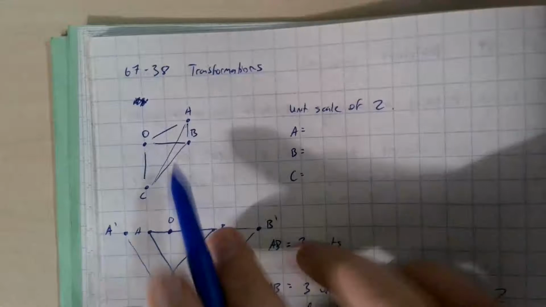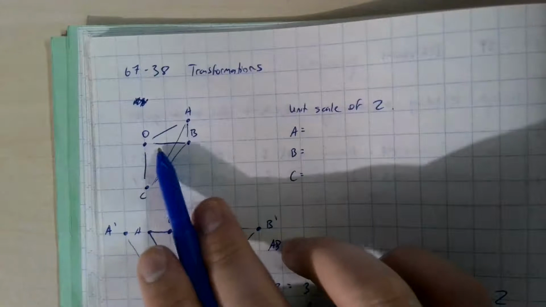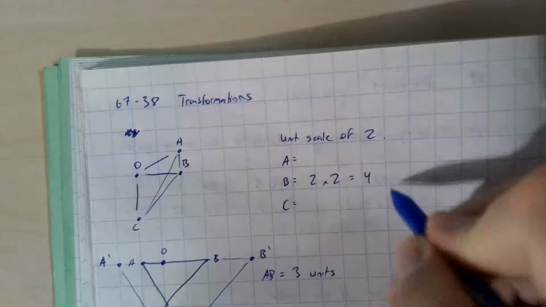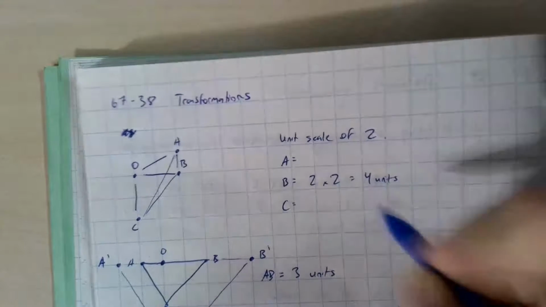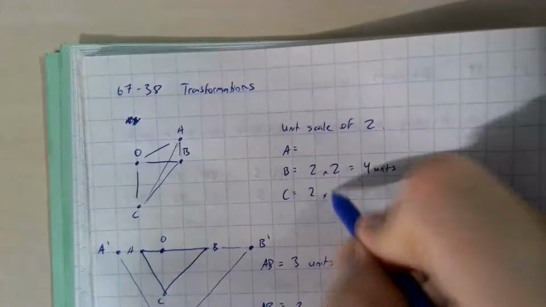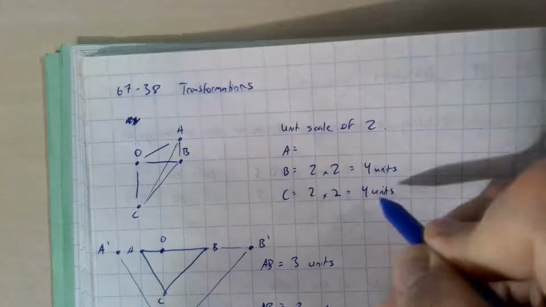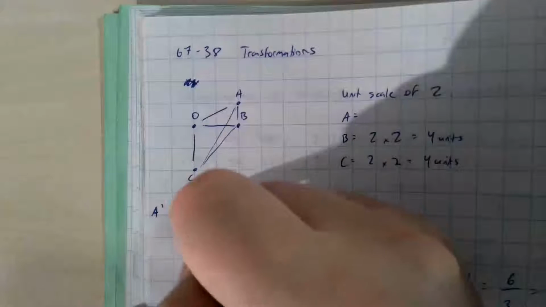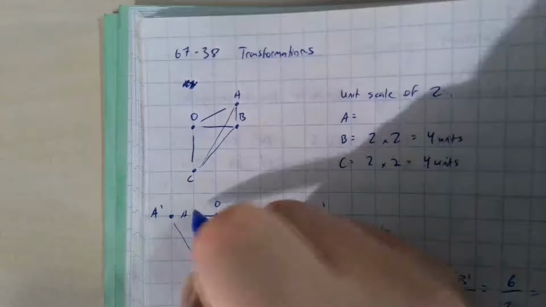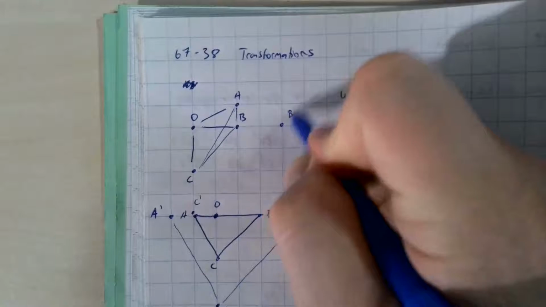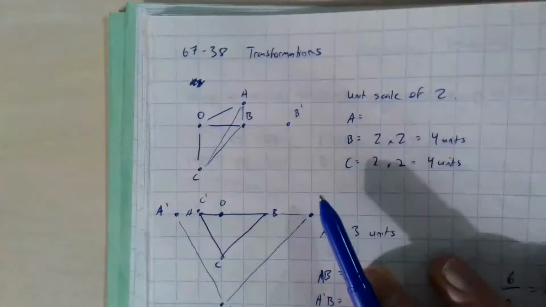So let's start with B and C because they're easier. B and C have a length of 2, and if it's a unit scale of 2, I'm going to just double it. So even if it was 2 originally, I'm going to double it, and that means I'm going to be 4 units away. And this one is also 2. I'm going to multiply by 2, and it's going to be 4 units away. And that means this one's going to go down over here. Over here, this is C prime. This is B prime.